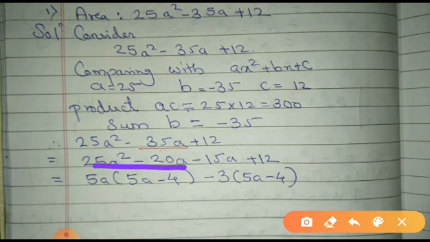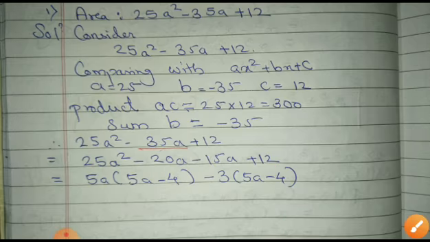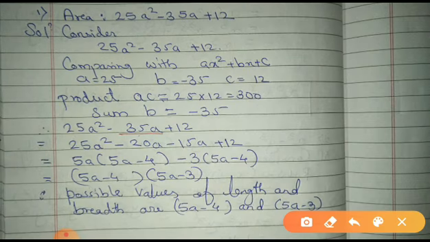So from these 2, take your 5a common, you'll be getting 5a minus 4. From the last 2, take your minus 3 common, you'll be getting 5a minus 4 again. So the factors I'll be getting as 5a minus 4 into 5a minus 3. Now, whether I have got the product of factors? Yes. And this was nothing but your area.